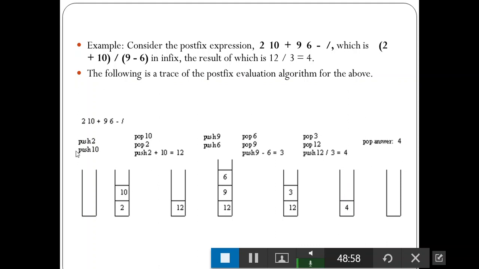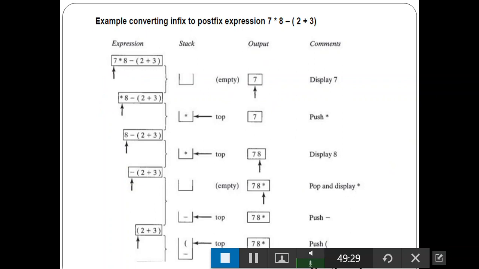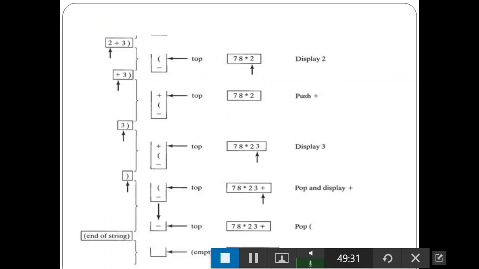Understood? So this is how a postfix expression can be evaluated with the help of this stack structure. Understood? Okay, so we will stop here, and next another type of application, that is infix to postfix conversion, that is, how to convert an infix expression to postfix expression. We will talk about that in the next class. Okay, we will stop here.